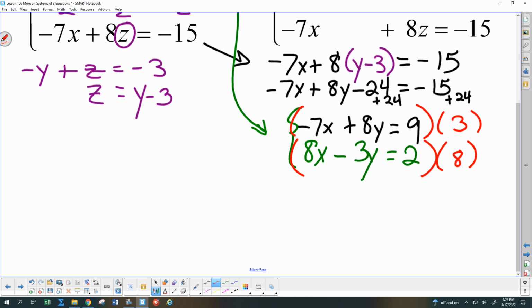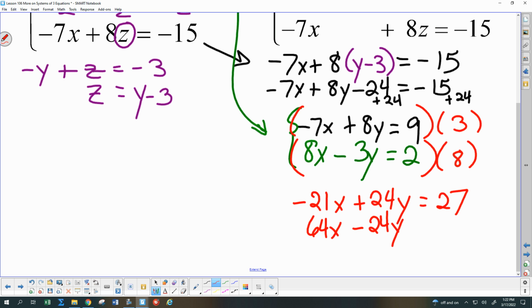Will that give me a positive 24y and a negative 24y, so they'll cancel, okay? So let's do that. Check my work as I go along here. Minus 21x plus 24y is 27. And oh my, 64x minus 24y is 16. Are we good with that? So yes, my y's cancel.